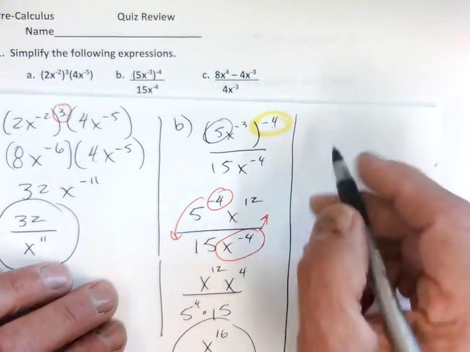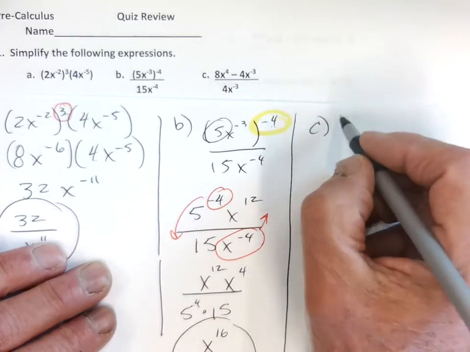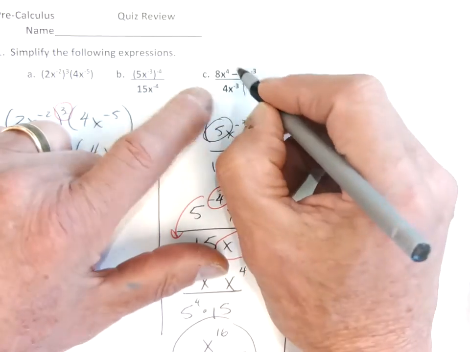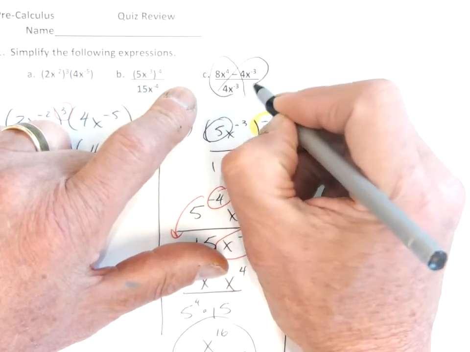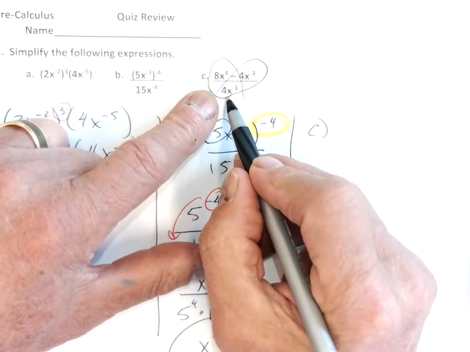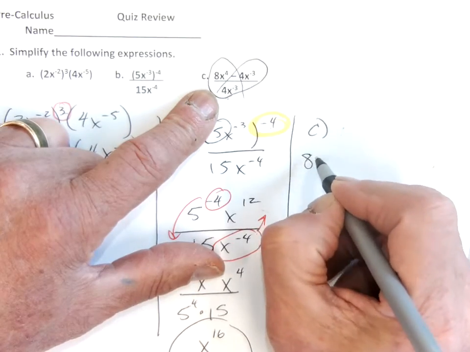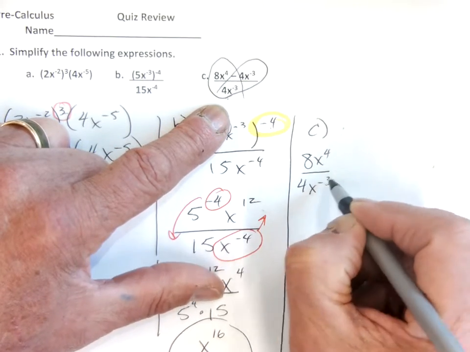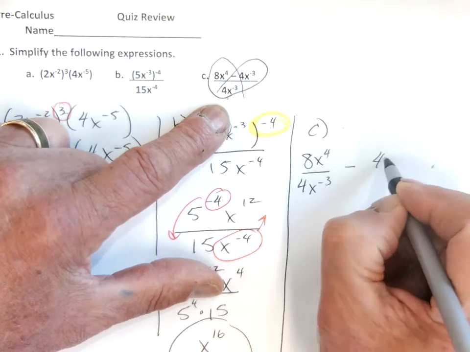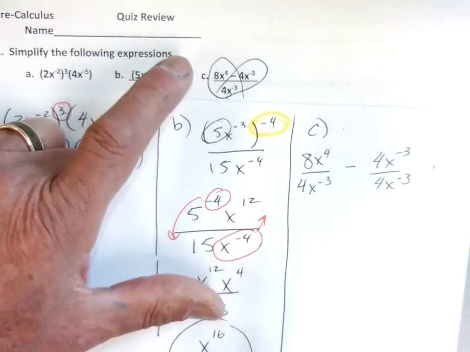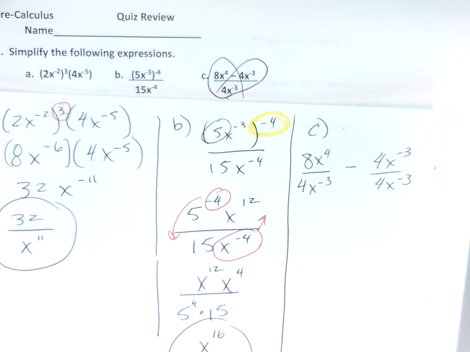All right, C. One easy way to do C is to write it as 2 separate fractions. It really is, because they're both being divided by 4x to the negative 3. So I'm going to write it as 8x to the 4th over 4x to the negative 3 minus 4x to the negative 3 over 4x to the negative 3. Okay, so they are both being divided by the same denominator. So I just made 2 fractions.